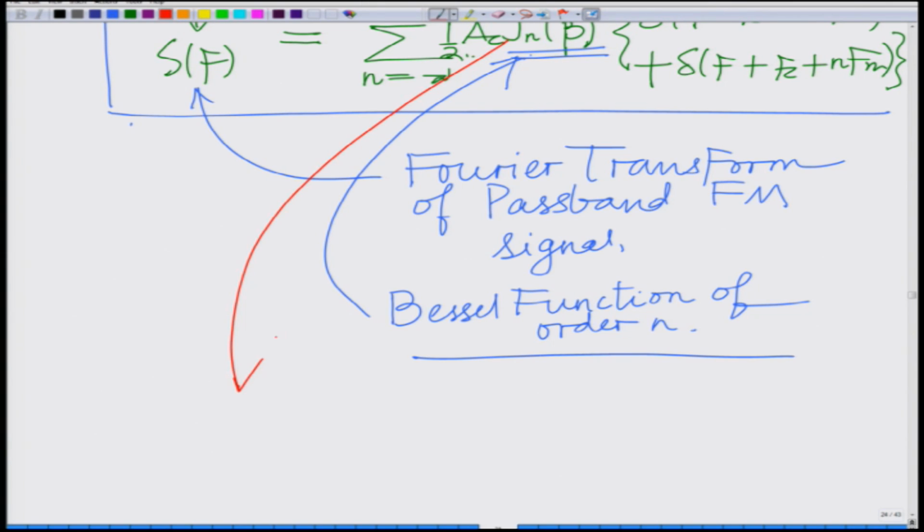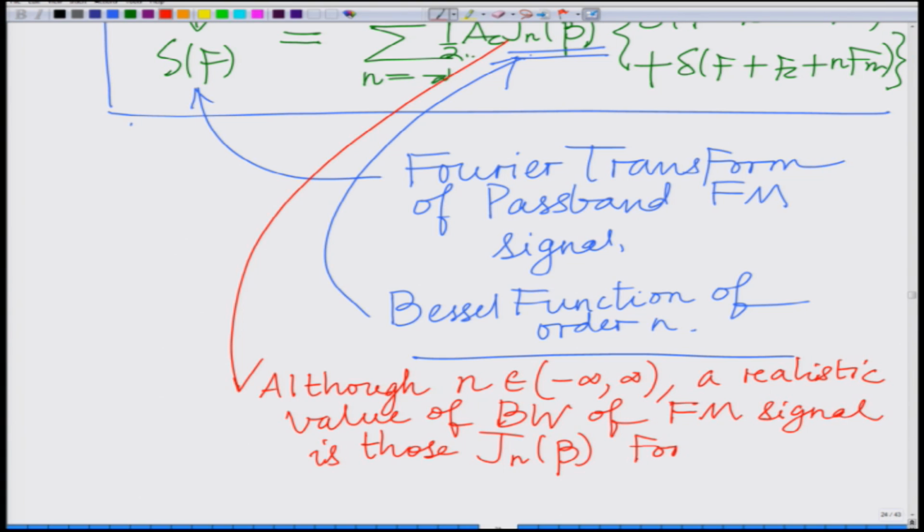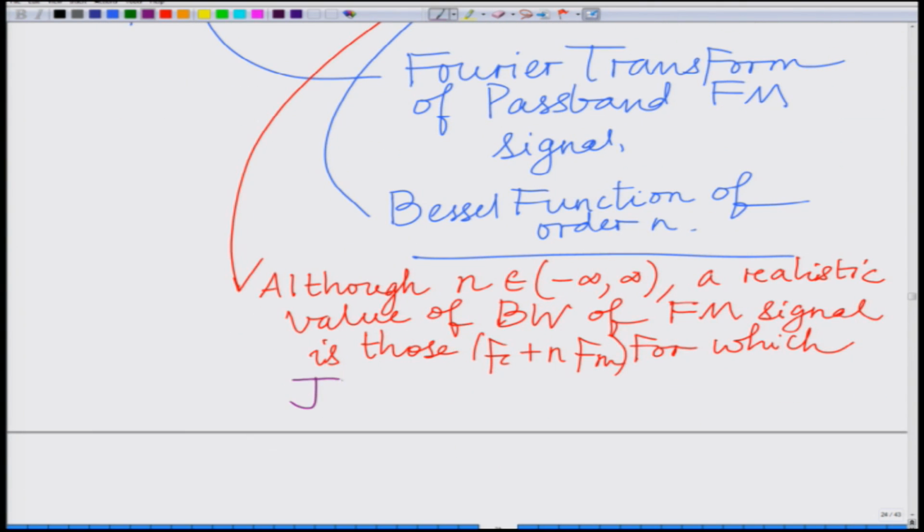So, although n belongs to minus infinity to infinity, a realistic value of bandwidth of the FM signal is those frequencies, that is f_c plus n f_m, for which J_n(β) is significant.